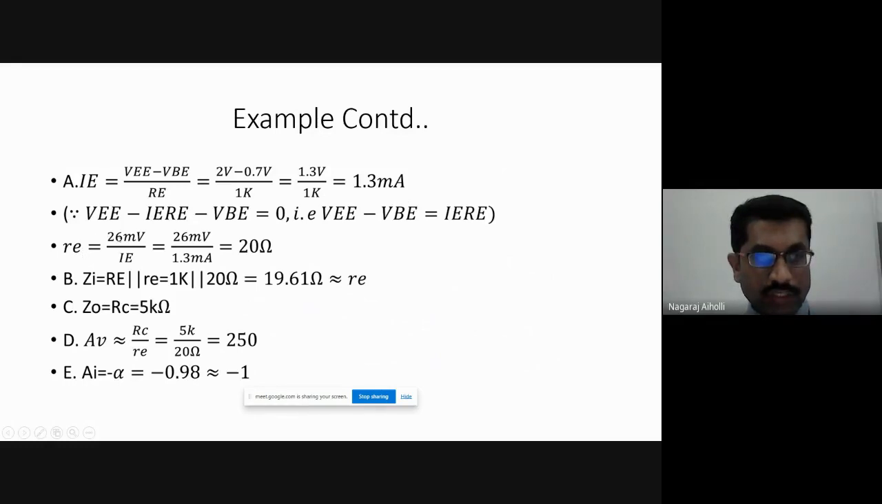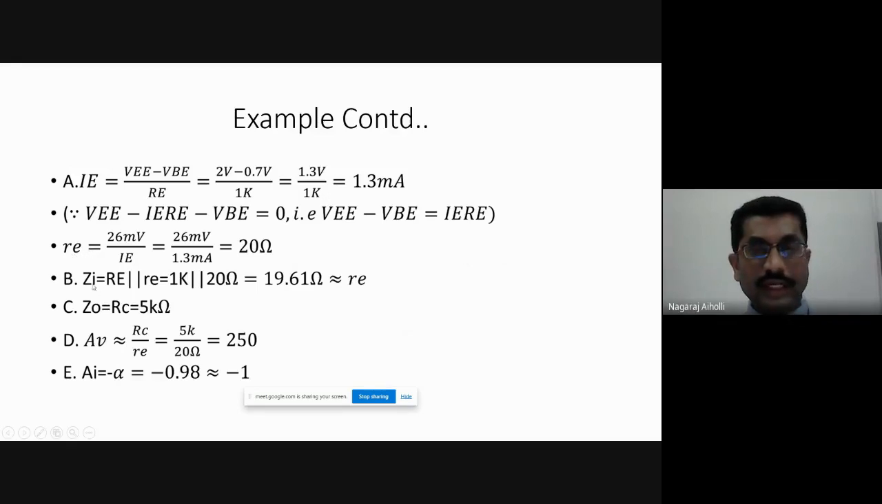AC resistance RE is 26 millivolt by IE, the standard formula. This is equal to 26 millivolt divided by IE, which we have just found out. Substitute, divided by 1.3 milliampere. Milli and milli will cancel, so we find only 26 divided by 1.3, which will be equal to 20 ohms. Just verify your answers. We found the value of AC resistance RE.